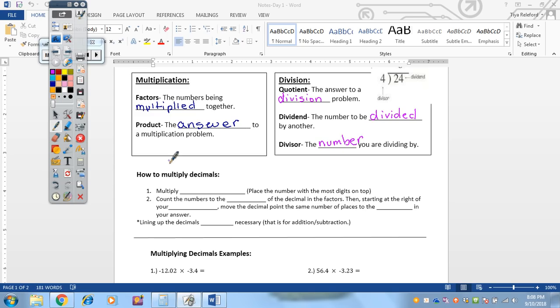In multiplication, the order doesn't matter. In division, it does. The first number goes in the box all the time. Not the biggest, the first.